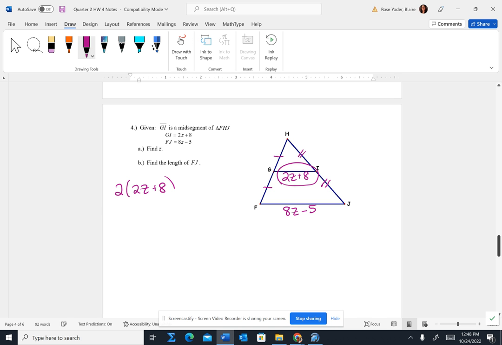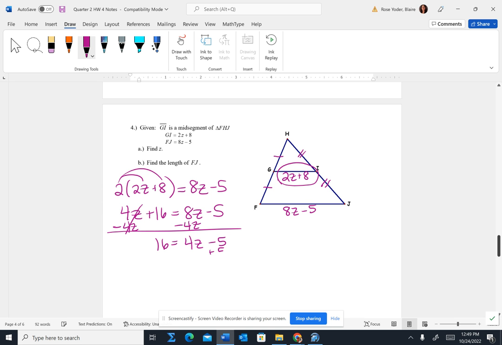So I'm going to write it like this, but you could jump right to just calling it 4z plus 16 and then set it equal to the base. So when you distribute, it's 4z plus 16 equals 8z minus 5. And then we can just solve that equation just like we've been doing all year. So I'm going to take the smaller z's, subtract those from both sides. Then I'm going to add 5. I can tell that this is going to work out to give me a decimal answer, and that is okay. So z equals, let's check, 21 divided by 4, 5.25.